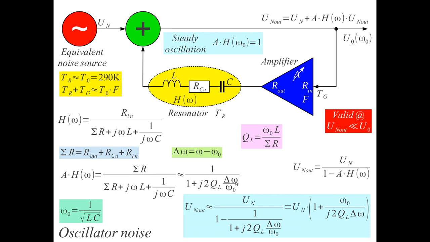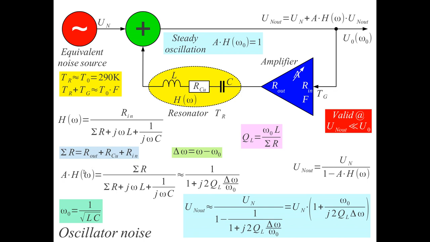As delta omega is growing from 0, either positive or negative, then this A times H of omega first acquires a phase shift, and that's no longer useful for oscillation because Barkhausen does not allow any phase shift, and the amplitude of this expression decreases below 1. So the magnitude of this expression is below 1. So this is certainly correct, what we got out of our explanation here.